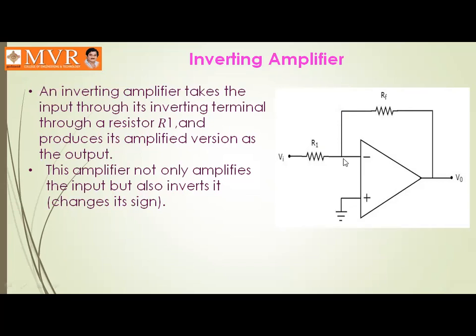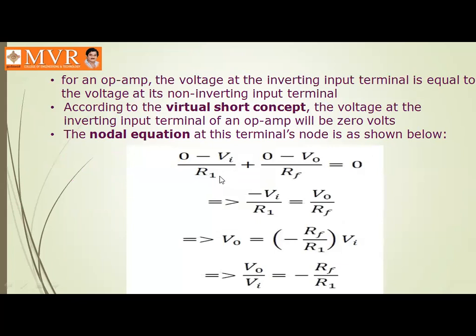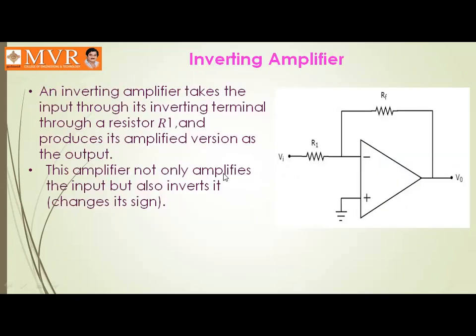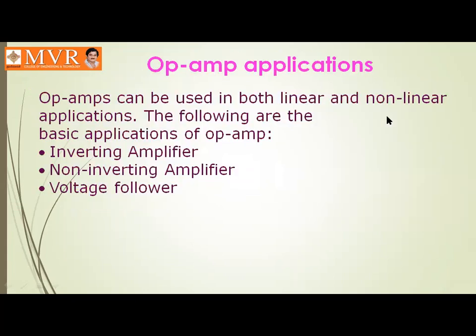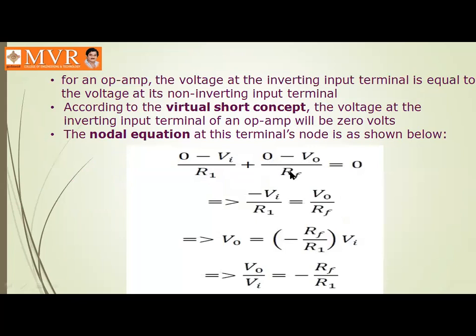Then we are going to write the nodal equation from this node. So 0 minus Vi divided by the resistance in this part, which is R1. So 0 minus Vi divided by R1, plus, next we are going to come to this side. So 0 minus the voltage at this point, which will be V naught, divided by the resistance in this part, which will be Rf. So 0 minus V naught divided by Rf, which is equal to 0.